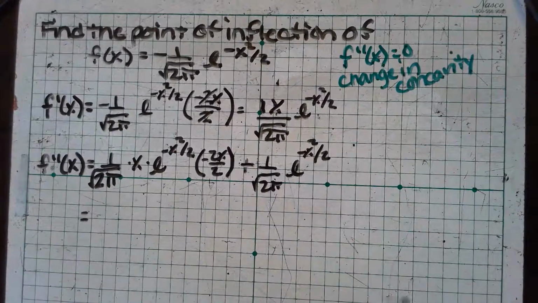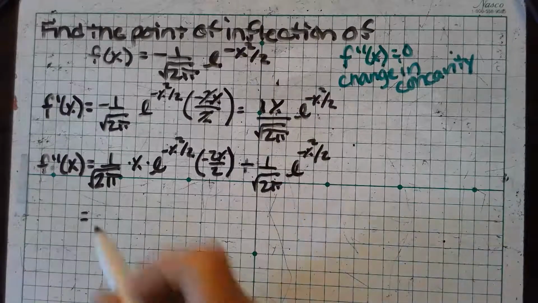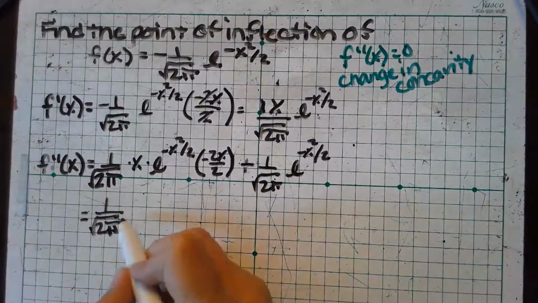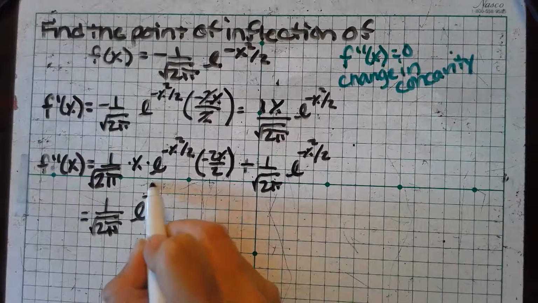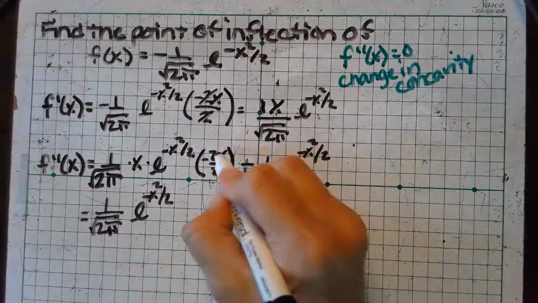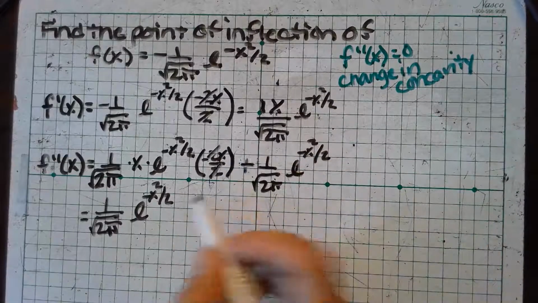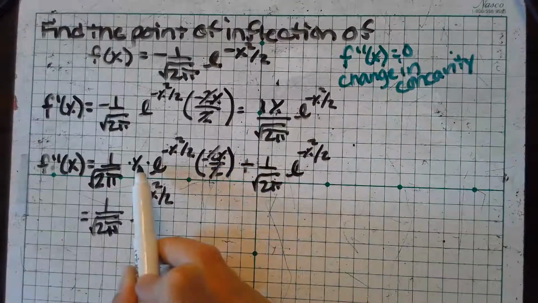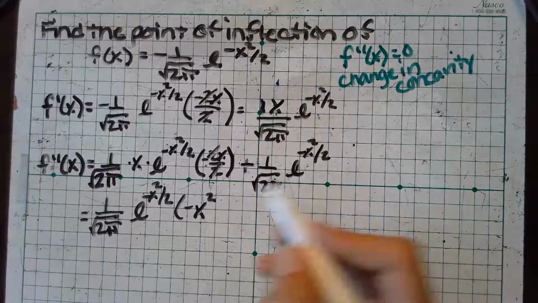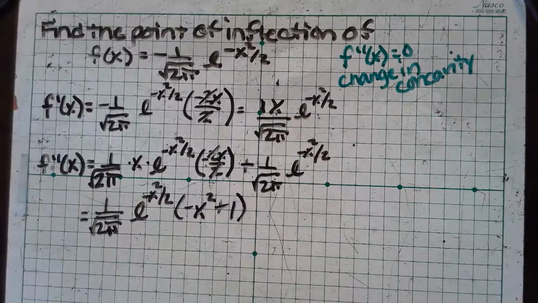and then times the derivative of x. Now, I've got to set this equal to 0, but let's clean this up. I can pull out the 1 over square root of 2 pi on each one of these. I can also pull out e to the negative x squared over 2. Now these 2's cancel. And I want you to realize there's a negative right here. So x, that's going to be a negative x squared, and then that's just plus 1.